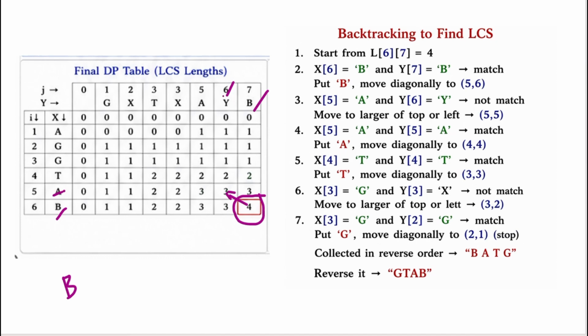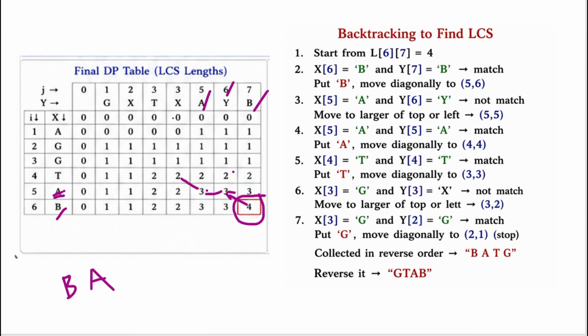Then 3. Here Y has A. So both characters are not matched. Then this value came from the top or left. Which one is larger? Move to that cell. Here on the left side 3 is there, top 2 is there. Which one is maximum? 3 is maximum, so move to this cell. Here the character is A, and here the character is A. Both are the same, so we move diagonally. Write this matching character here, BA.